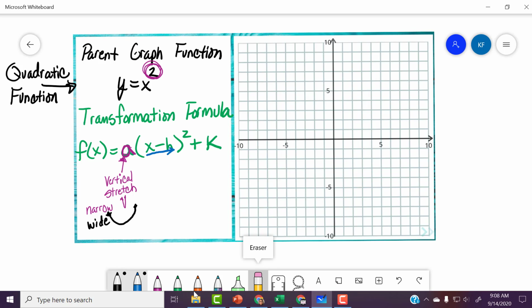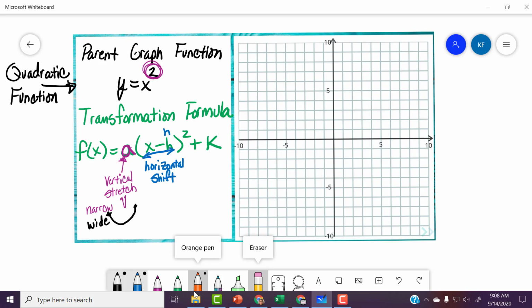If you have a number and that number is h, it's attached to the x value, which means you're going to have a horizontal, and I wrote the arrows so you knew what horizontal is. This is a horizontal shift. And depending on the sign, that tells us which direction to move. And I'll be showing that to you later in some examples.